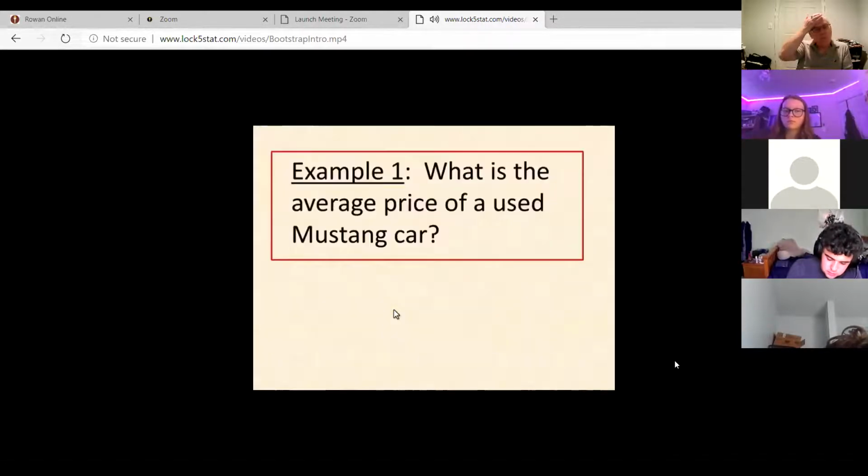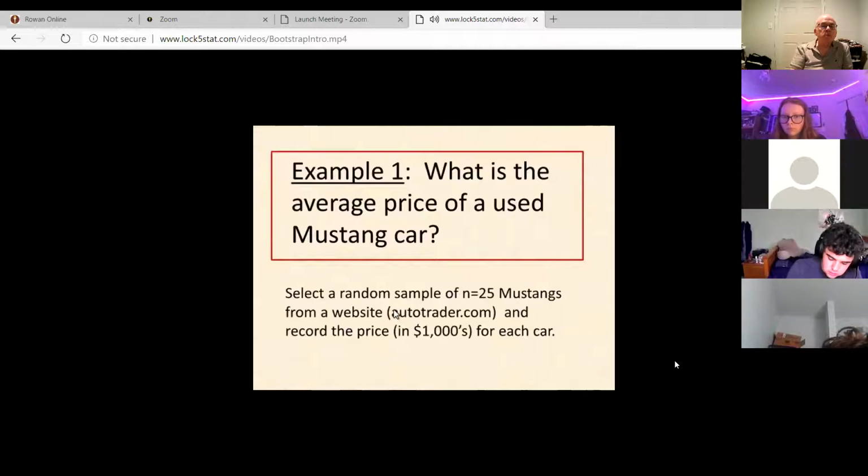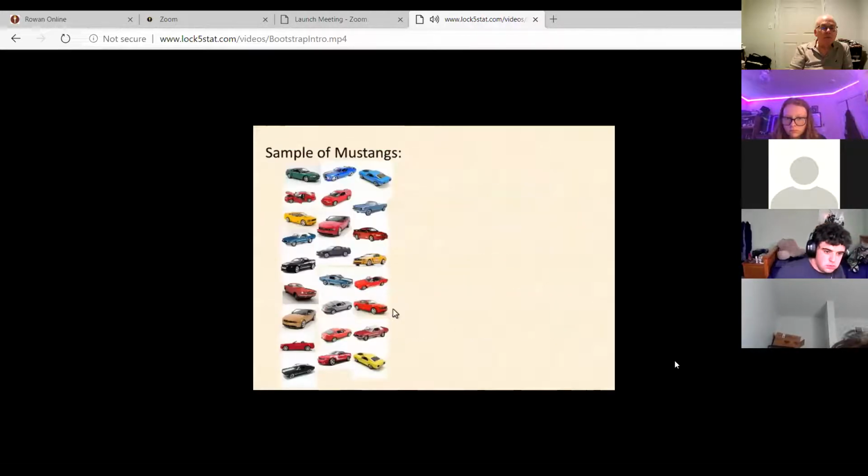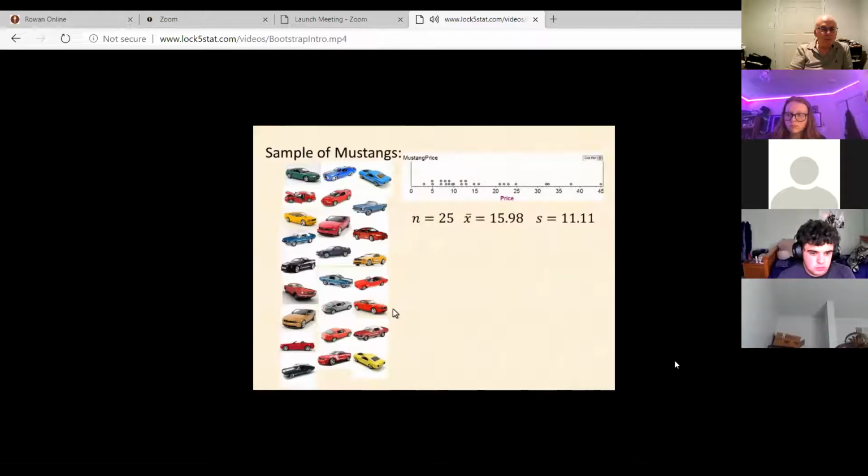So let's look at an example. What is the average price of a used Mustang car? One of our students did this, selected a random sample of 25 used Mustang cars from autotrader.com and recorded the price in thousands for each car. So here's a pictorial representation of our sample of 25 used Mustang cars, and there's a dot plot of the cars, and there's the sample size, mean, and standard deviation. Again, this is all your students need to know in order to be able to start constructing and understanding confidence intervals.